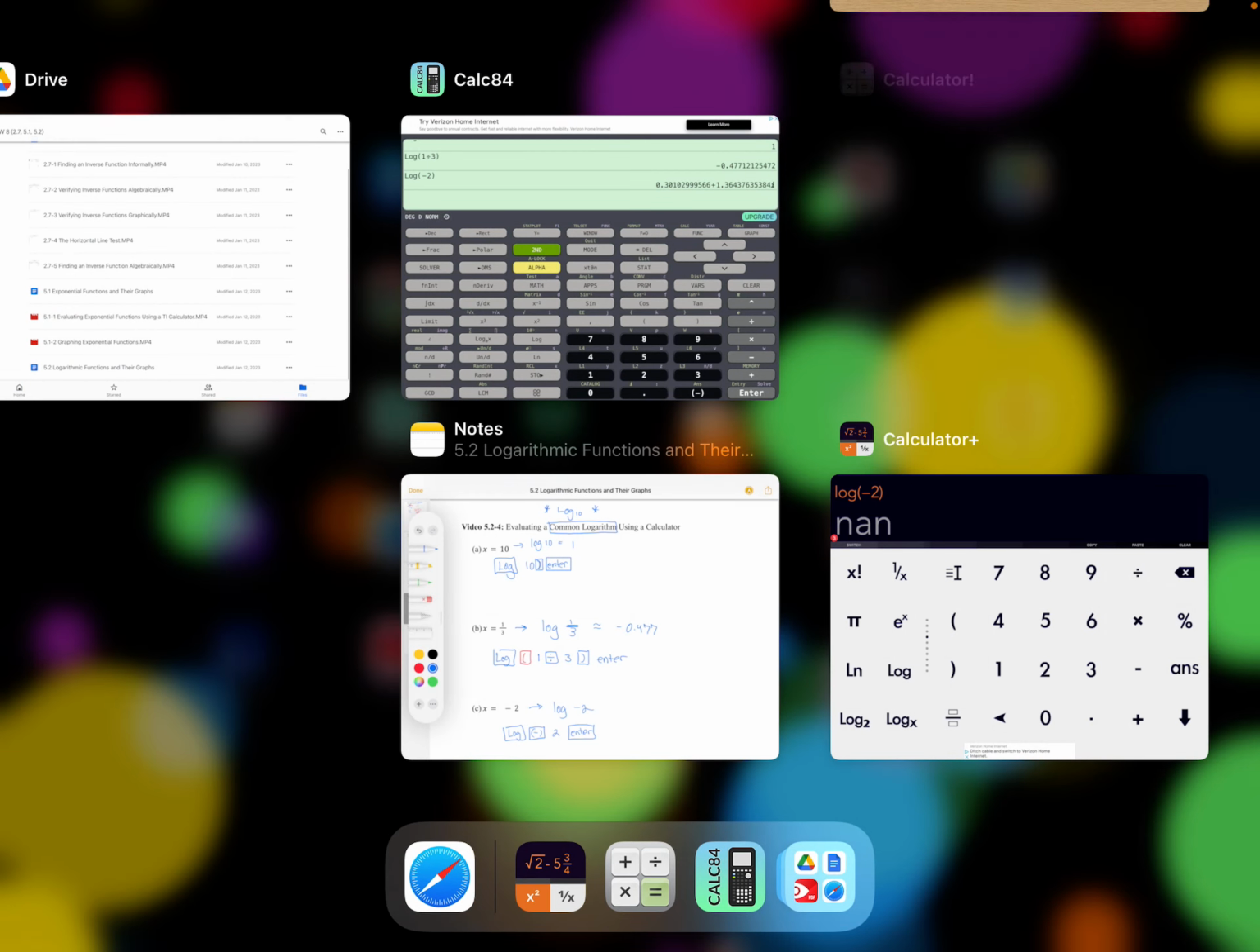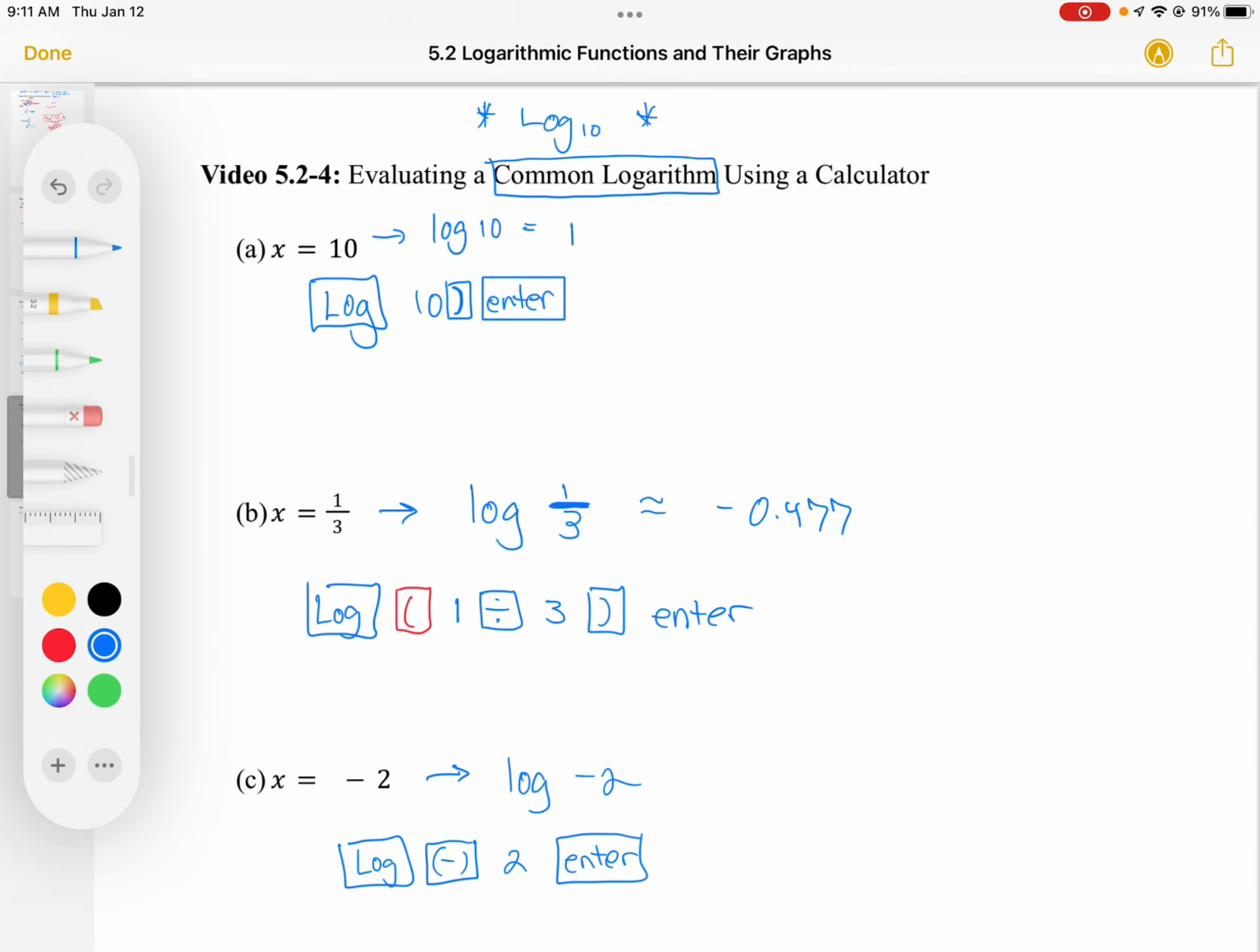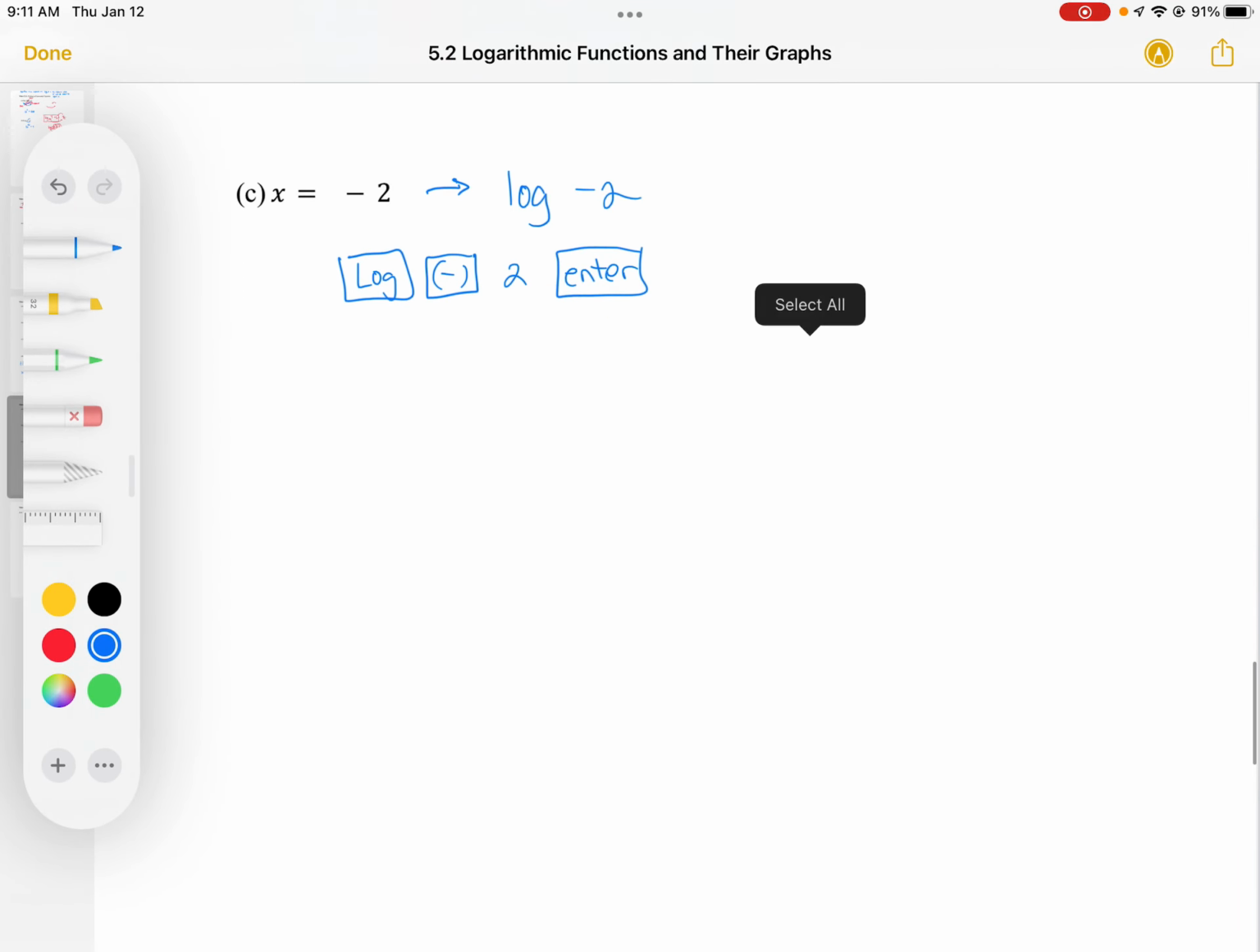So, to make a long story short, when you take a log of a negative number, you are going to get an error. Let me just explain that real quickly. This is log base 10 of negative 2, and we're looking for the answer. Let's rewrite this in exponential form. 10 to what power is negative 2?